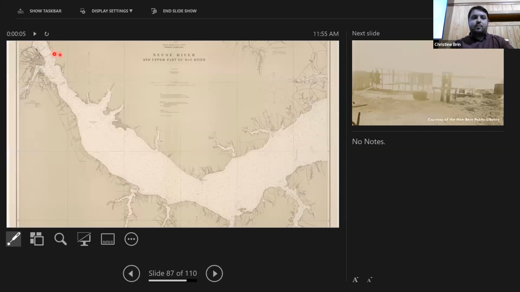And so, like I said, most of these gill nets are happening in this section of the river up to this bridge right here. That's where the majority of them are.